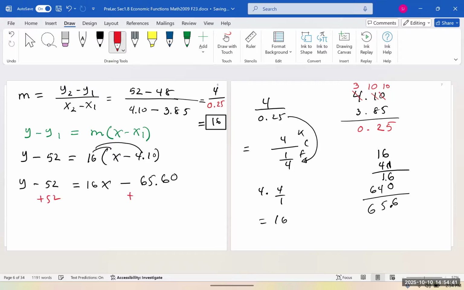Lastly, we add the 52. So we get y equals 16x, and then the 52. Since it's a subtraction, do you add or do you subtract? We have negative 65.6 but positive 52. Do we add these two numbers or do we subtract them? Subtract them, and we keep the sign from the bigger number. Our bigger number, 65, has a negative sign. And we actually subtract here. 5 minus 2 is 3. 6 minus 5 is 1. And we have nothing here, so we put decimal 0. So we have 0.6. So this is negative 13.6.